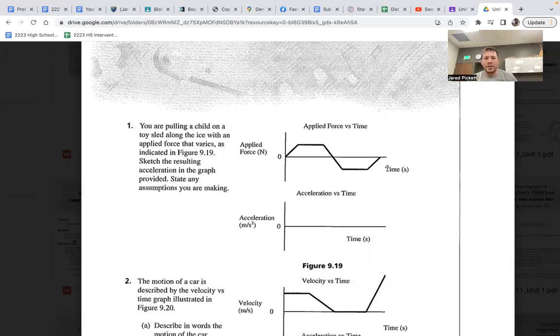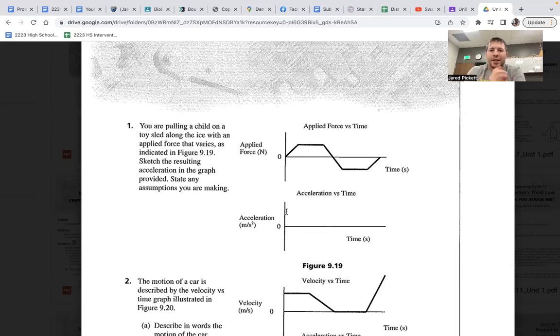Okay, hopefully you paused the video. So an assumption that I'm making is that there's no noticeable friction. So we're just assuming that the applied force is basically your net force that's acting on the object. So that's an assumption. Now, based off of that, sketch your resulting graph, the shape of your graph based off of the applied force. Pause the video.